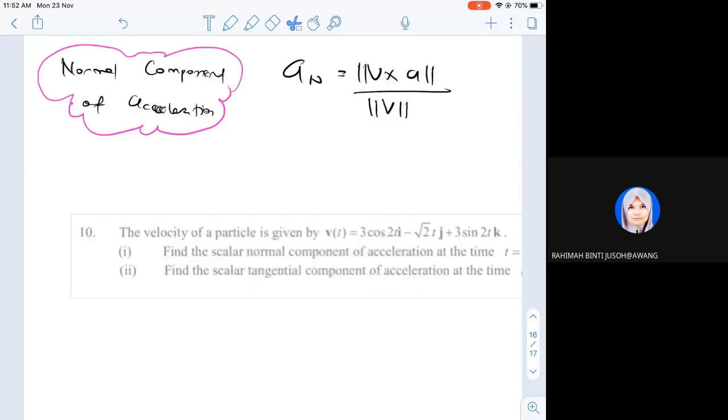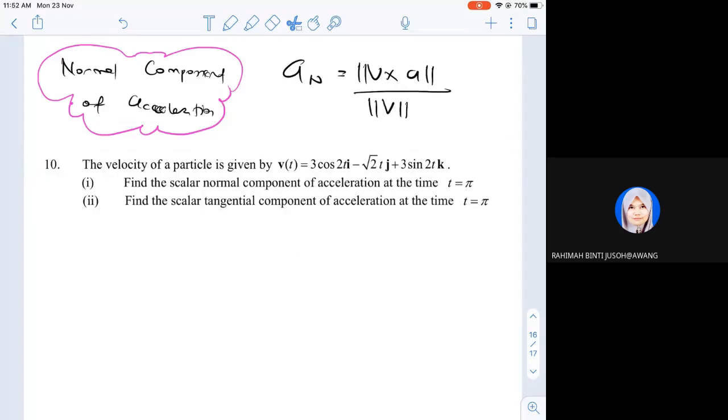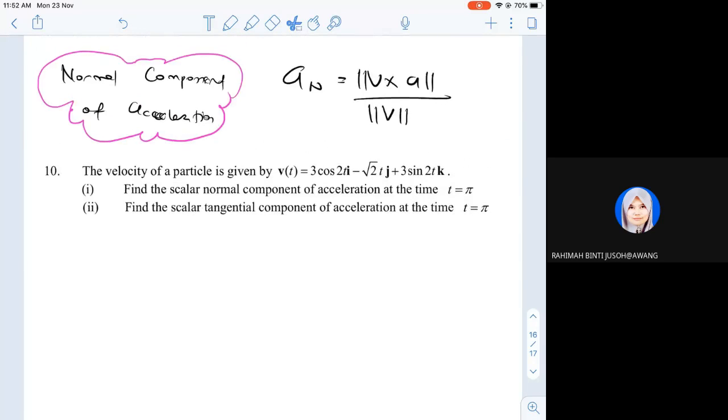Okay, we have this. All right, you are given velocity and you have to find the scalar normal component of acceleration at time t equals pi. Okay, let's proceed with the calculation.